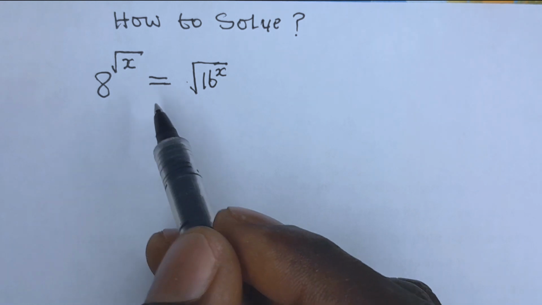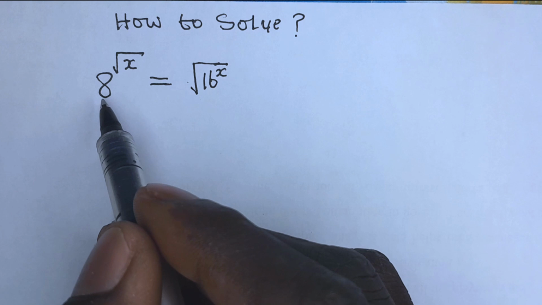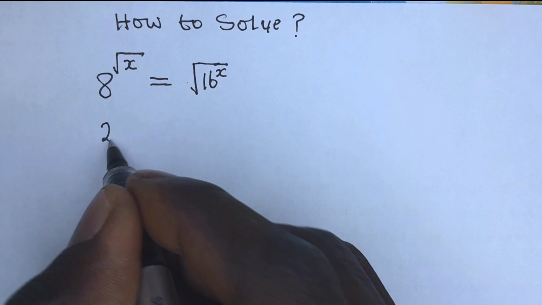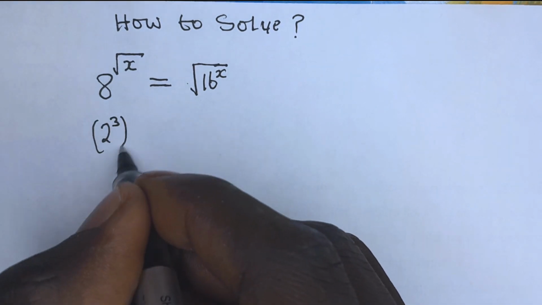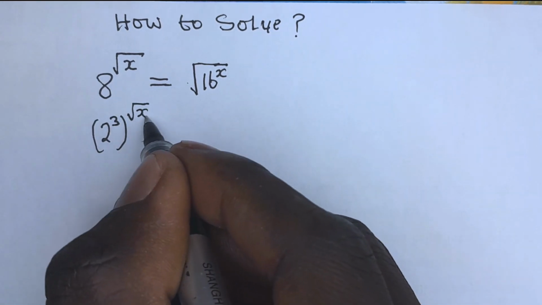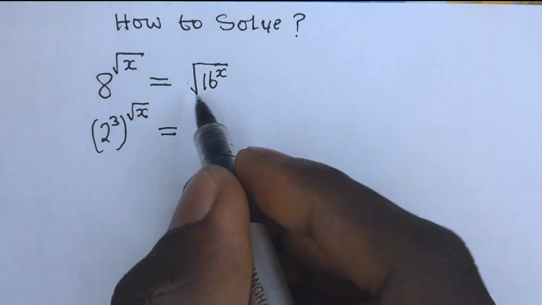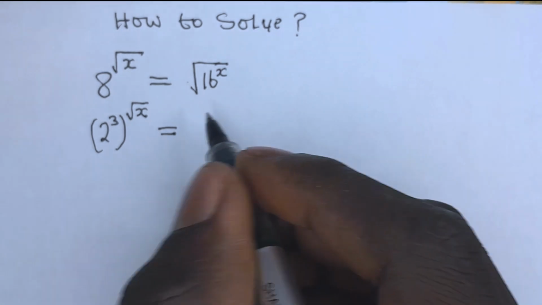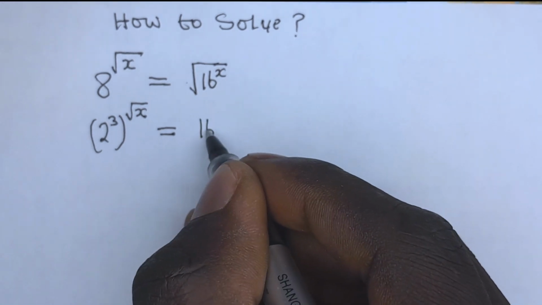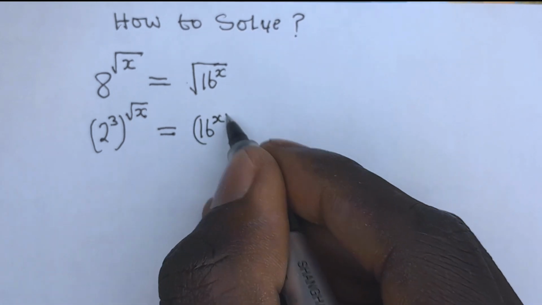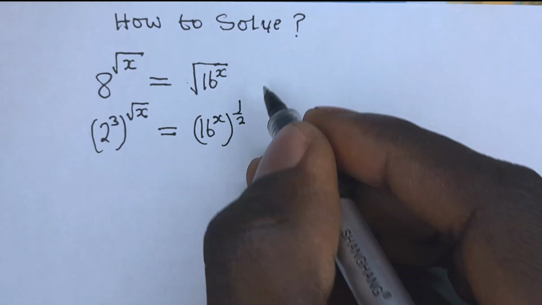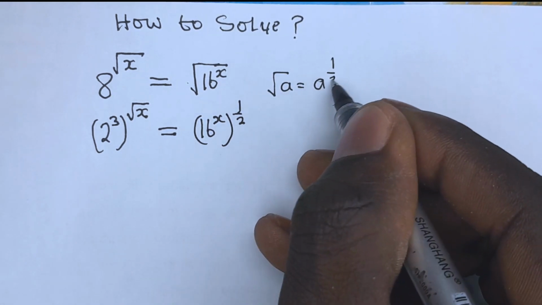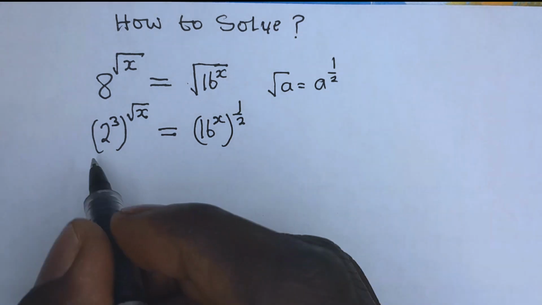So let's get started. The first step here, we can write 8 at its index, which is 2 to the power of 3, to the power square root of x, which is equal to, also write square root of 16 to the power of x at its index, which is 16 to the power of x, to the power half, because if we have square root of a, it is the same thing as a to the power of 1 over 2, right?